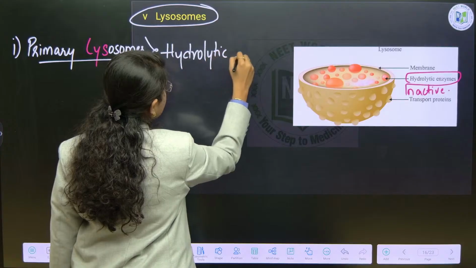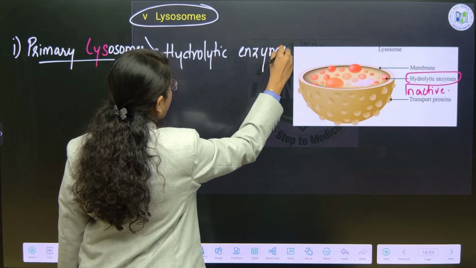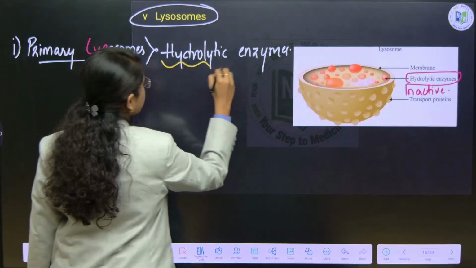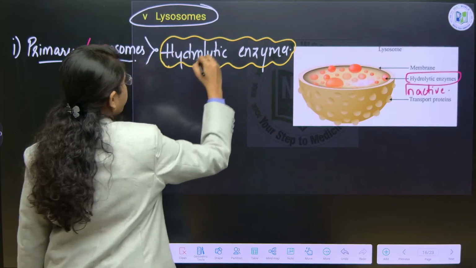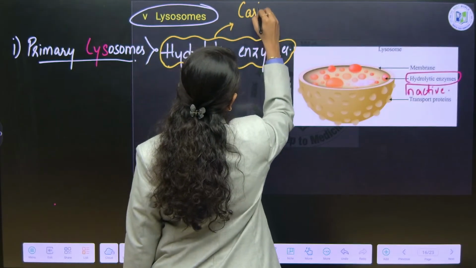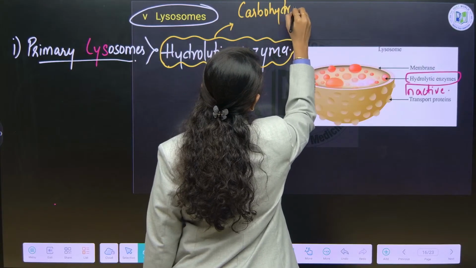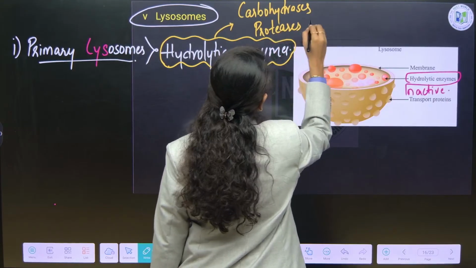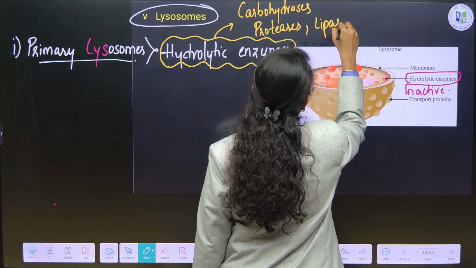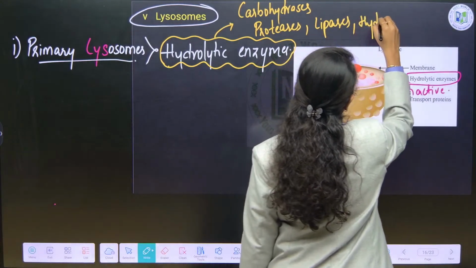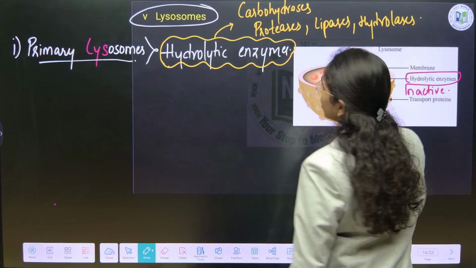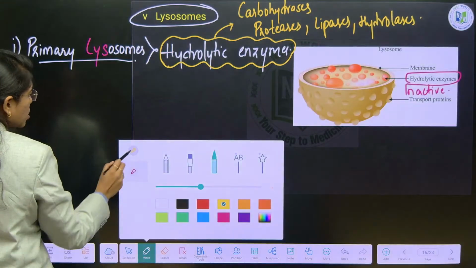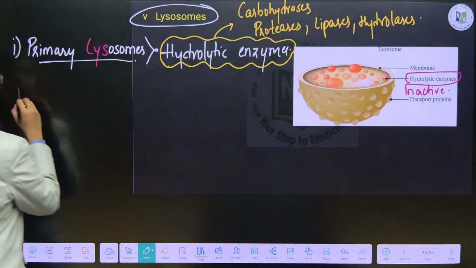Hydrolytic enzymes, for example, carbohydrases, proteases, lipases and hydrolases. These are the examples of what? Hydrolytic enzymes. And second is secondary lysosomes.